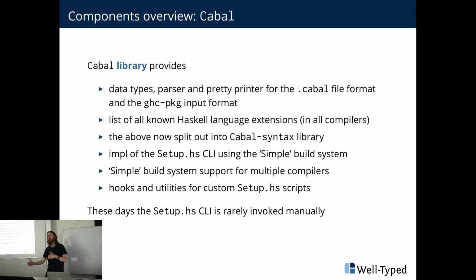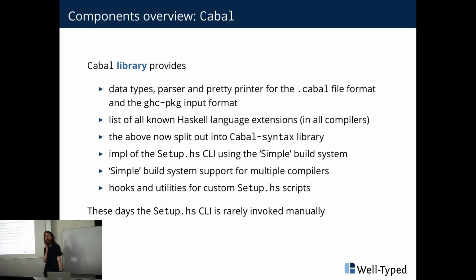So the Cabal library is an implementation of the Cabal specification mostly, plus notionally the Cabal spec has been extended. I don't know if it's in practice been updated, but there's still that kind of distinction between a spec and an implementation, even if it's not all written down in a particularly formal way. So the Cabal library provides data types, parser, and pretty printer for the Cabal file format and the GHC package input format.